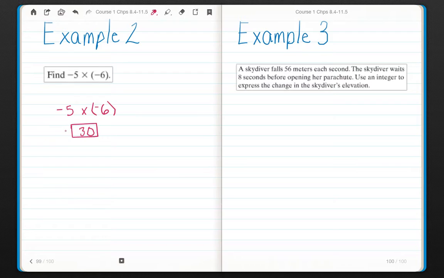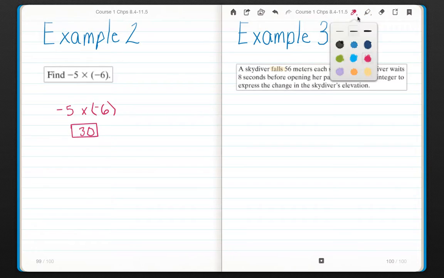All right, example 3. A skydiver falls 56 meters each second. The skydiver waits 8 seconds before opening her parachute. Use an integer to express the change in the skydiver's elevation. So, here is my key word: falls. The skydiver is falling. If you think back to 11.4, where we talked about change in elevation, we had sea level.